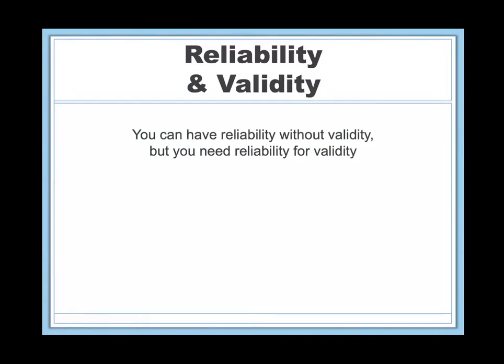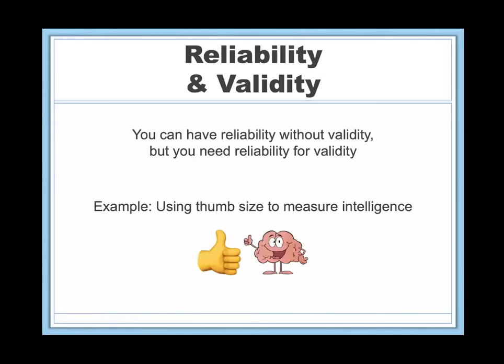So here's the rule of thumb that you should kind of go by. You can have reliability without validity, but you need reliability for validity. So let me illustrate with an example or two. Here's an example. Let's say I'm a researcher and I'm convinced that thumb size is the best way to measure intelligence.